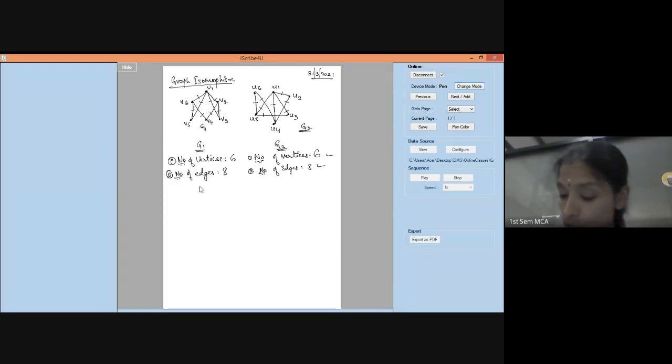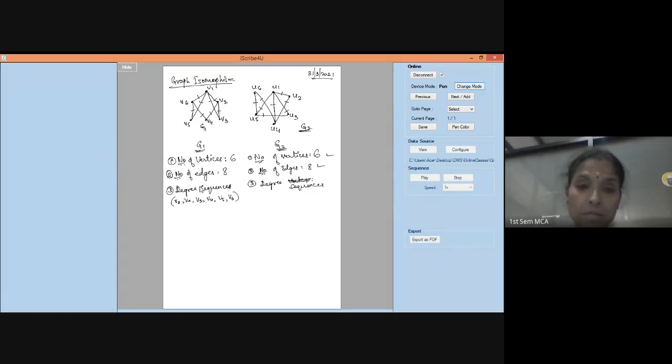Now let us move on to the third property. What is our third property? It is called the degree sequence. So we have to find out the degree of every vertex. What are the vertices we have? We have V1, V2, V3, V4, V5, V6. These are the vertices that we have. Now we have to find out the degree of each of the vertices.